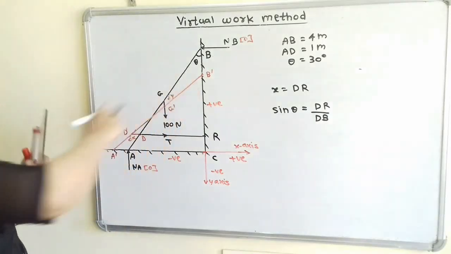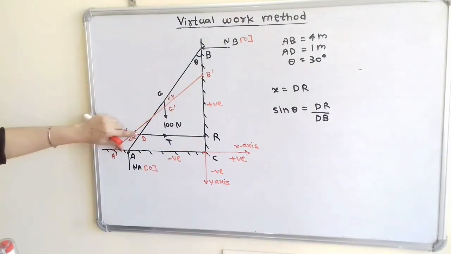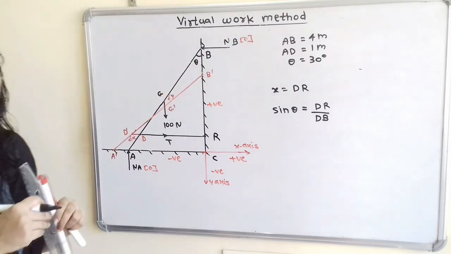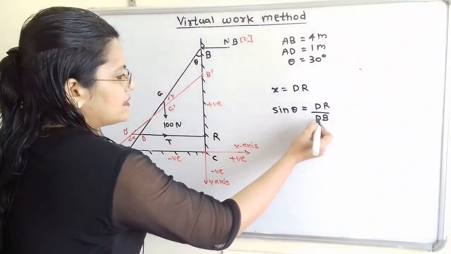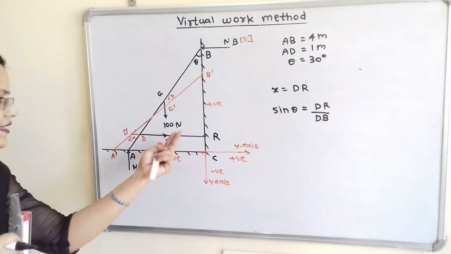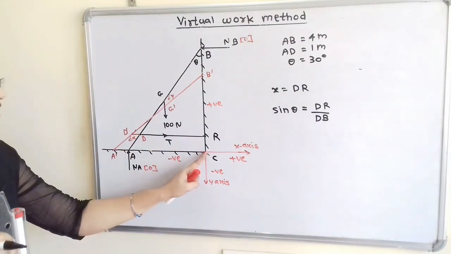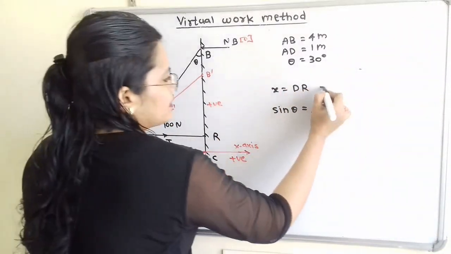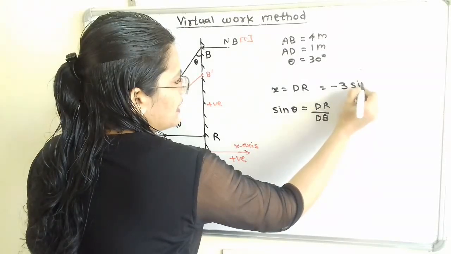Now this dB, if we observe this distance AD is 1 and distance AB is 4. So dB is 3. So we can say that 3 into sin theta. But this point D is towards the left hand side of the origin. That means we have to use negative sign. So I will say that minus 3 sin of theta.